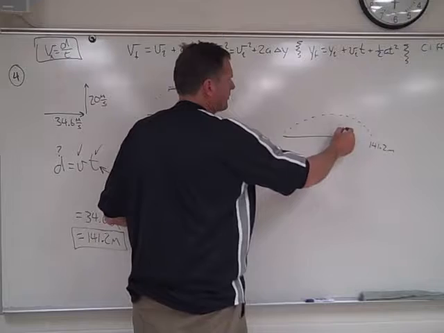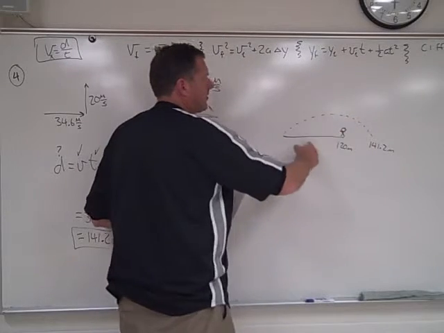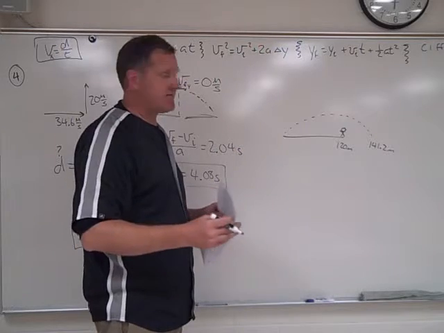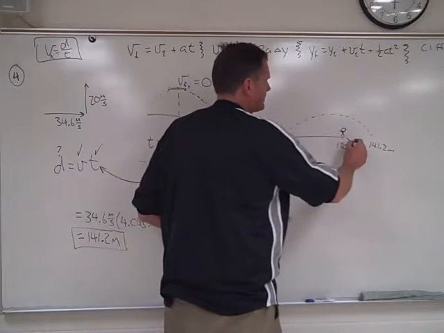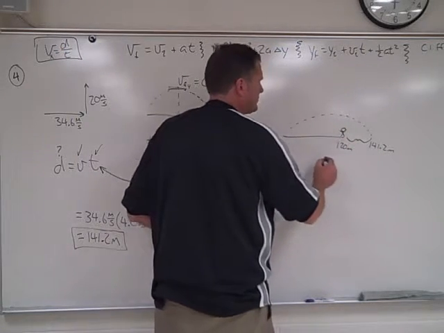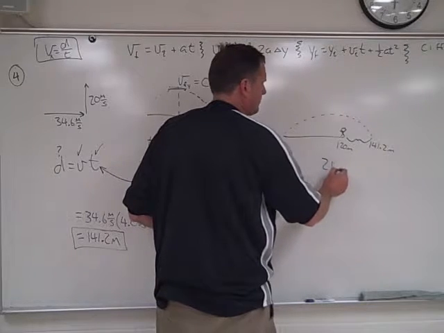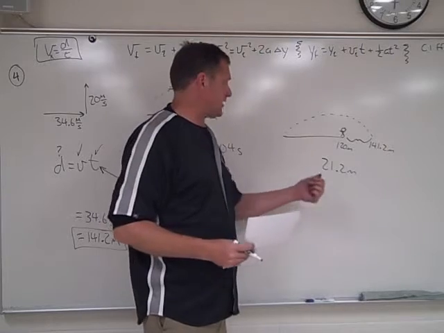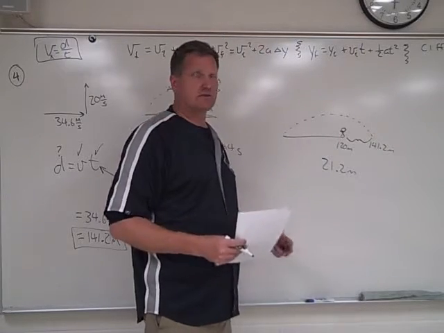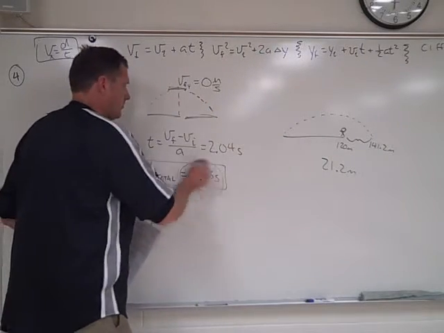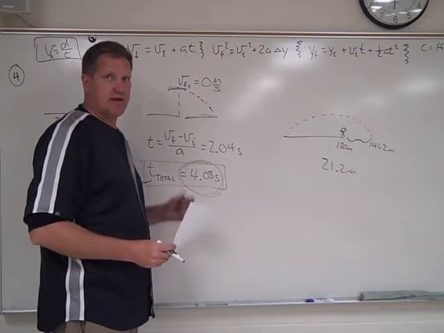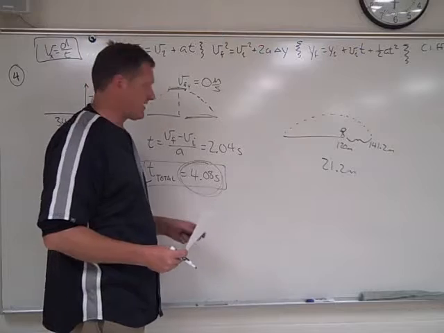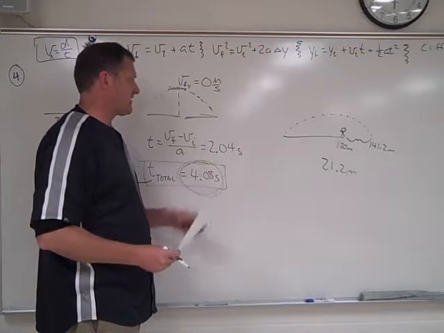So what does that look like? Here's where our outfielder was standing. The ball is hit 141.2 meters. How far does the outfielder have to run? The outfielder has to run this amount, which is 21.2 meters. That's the distance the person has to run. So if he has to run 21.2 meters and he has 4 seconds to do it, again, the ball is hit, the outfielder can start running because he knows where the ball is going to go just from the sound of it coming out of the bat. He has 4 seconds to react.